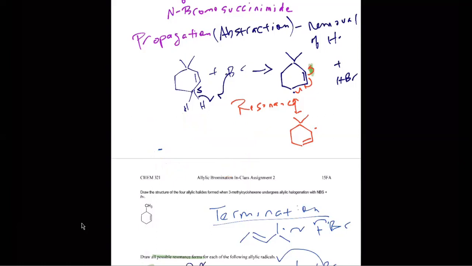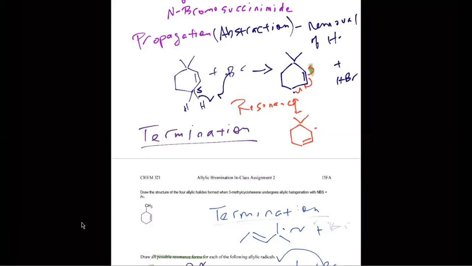All right, so that's the propagation. What's next? Termination. Every radical mechanism goes through the same 3 steps: initiation, propagation, and then termination. So what do I do in termination? Somebody help me.